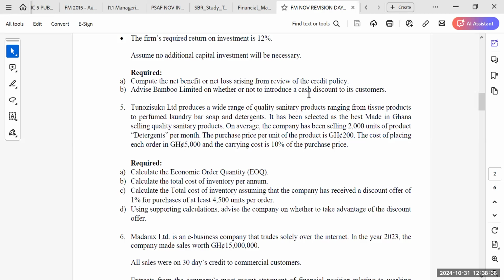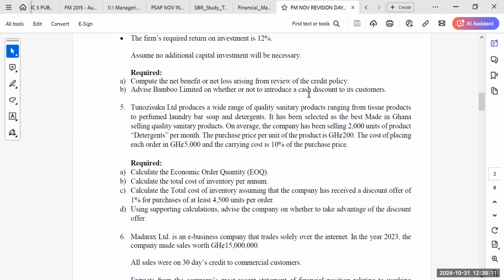I believe the economic order quantity is 3,464.1, so approximately 3,464. Are you sure? I'm getting one. Yes, sir, it's confirmed.